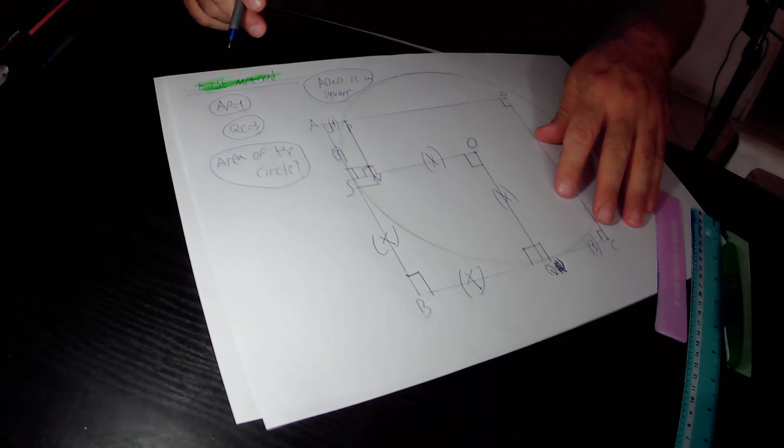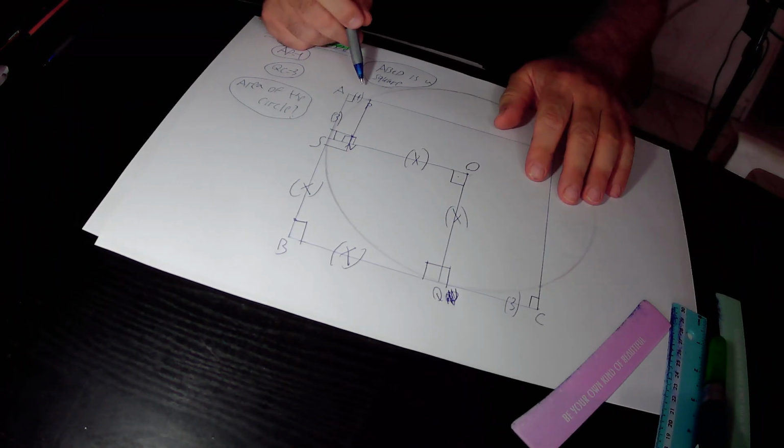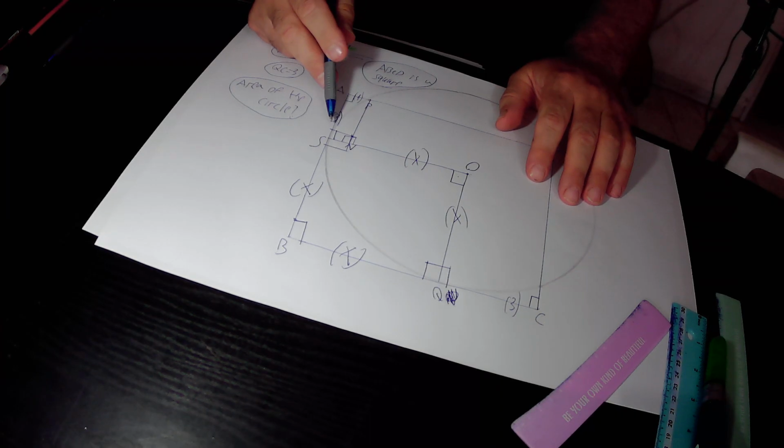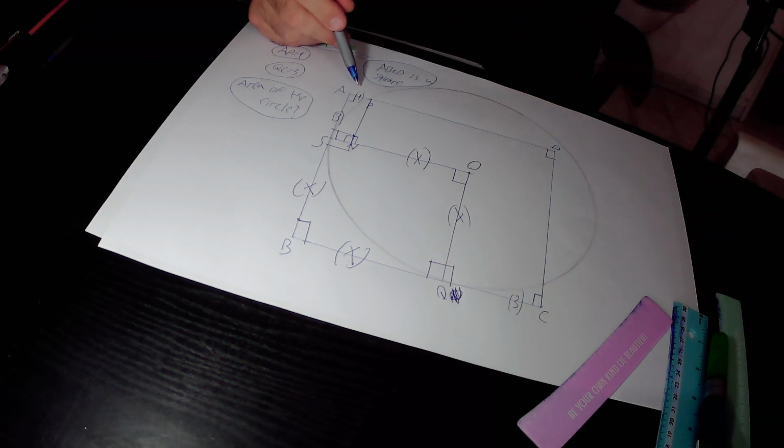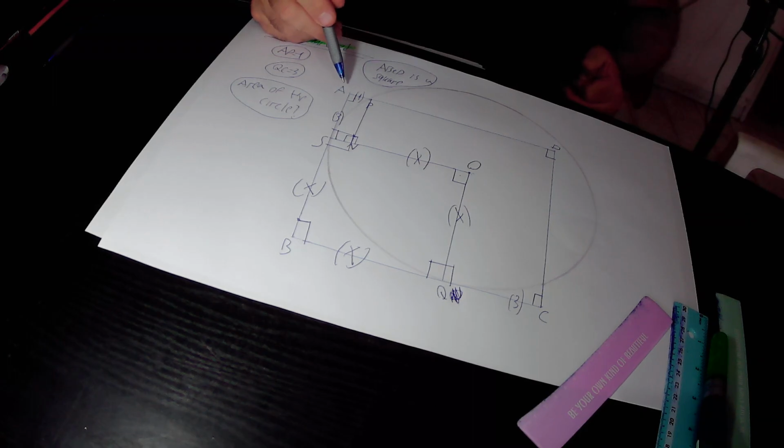So actually, inside the small quadrilateral APNS, we have 3 right angles. This angle equals 90 degrees according to rule 1. This angle equals 90 degrees according to our construction, and this angle equals 90 degrees because ABCD is a square, and all the angles inside a square are right angles. So in total, inside quadrilateral APSN, we have 3 right angles.